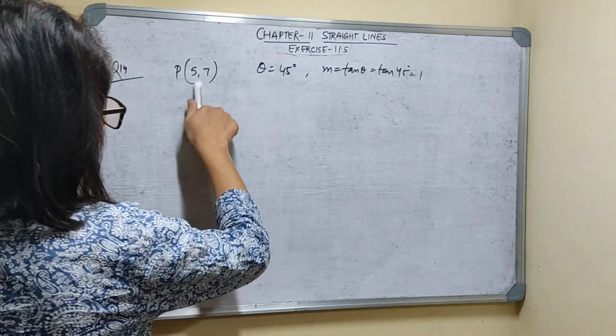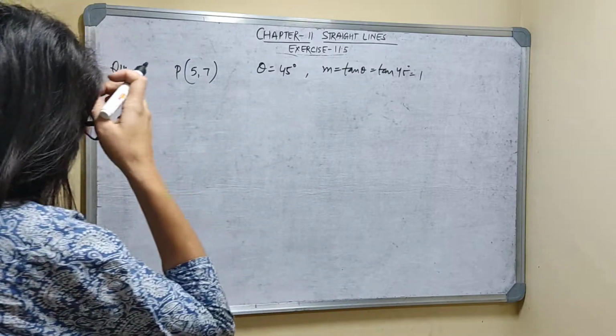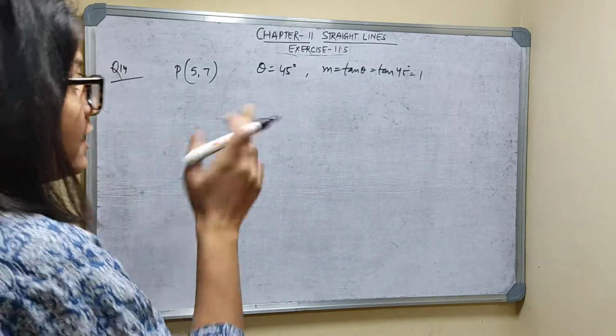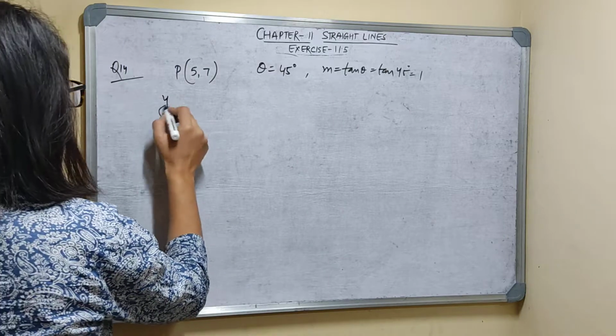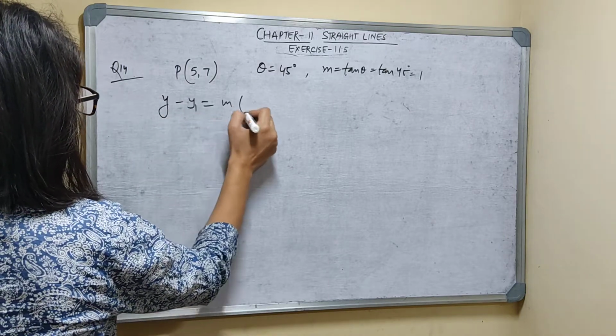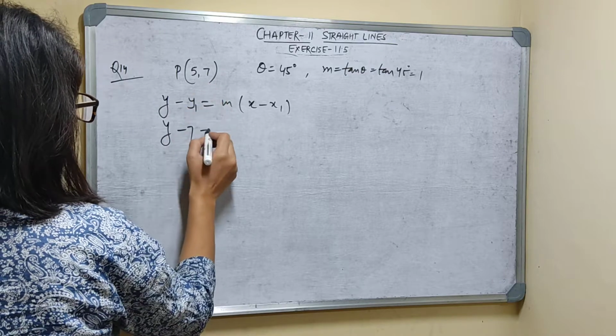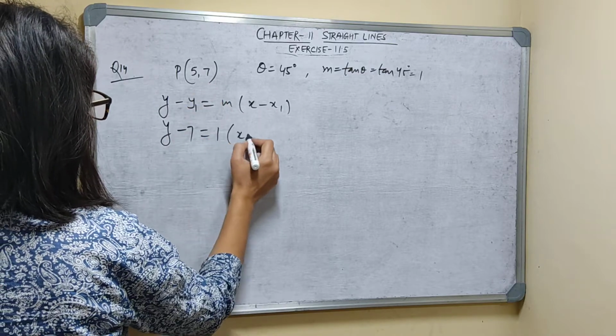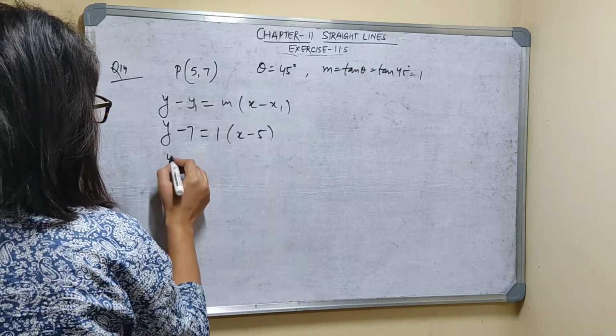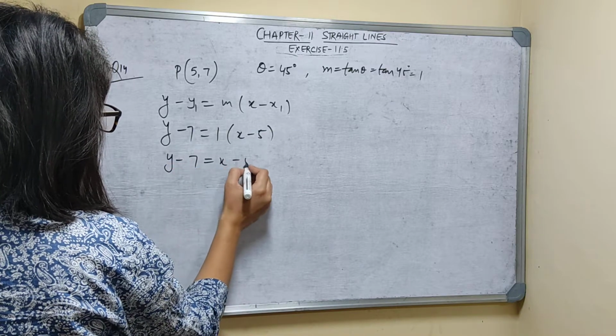First I will find the equation of a straight line which passes through this point with theta equal to 45 degrees. So I know the slope. I know y minus y1 is equal to m times x minus x1 is the equation. So y1 is 7, m is 1, x1 is 5. So y minus 7 is equal to x minus 5.